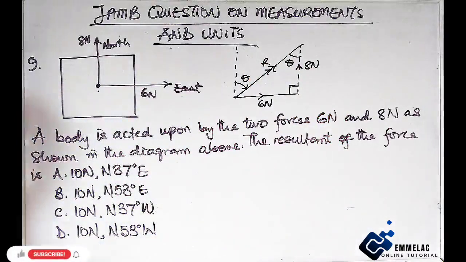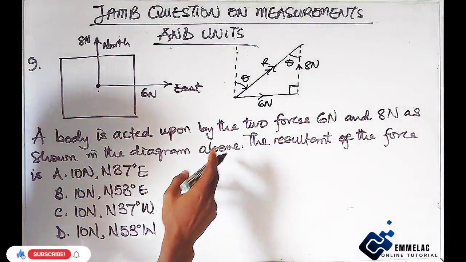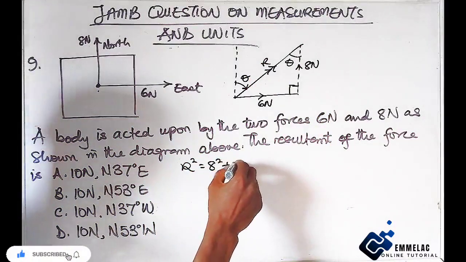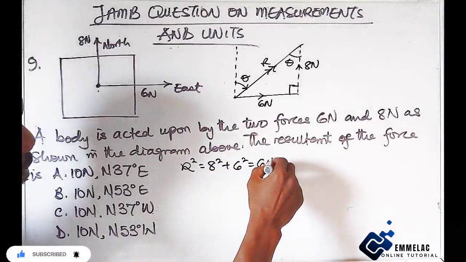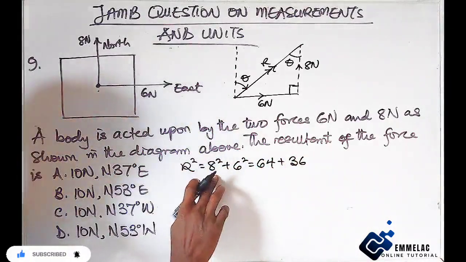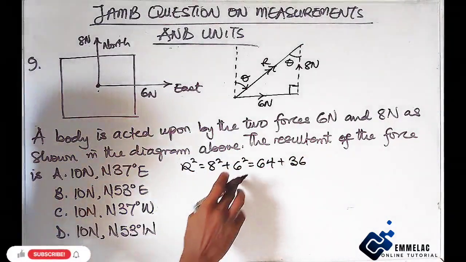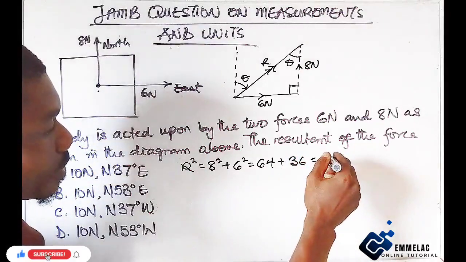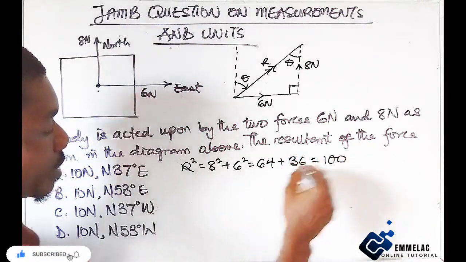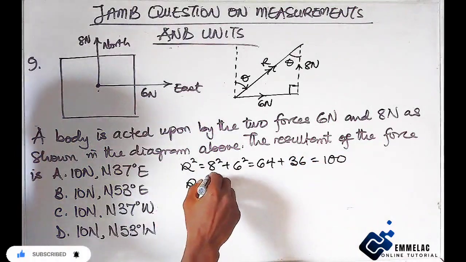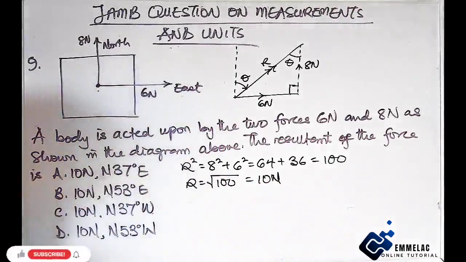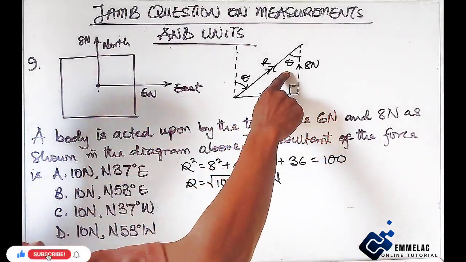So let us find the resultant. Now, using Pythagoras theorem, R square will give us 8 square plus 6 square, which will give us 64 plus 36, because 8 square is 64 and 6 square is 36, and the sum of 64 and 36 will give us 100. Then R, we have the square root of 100, which is 10 Newton.